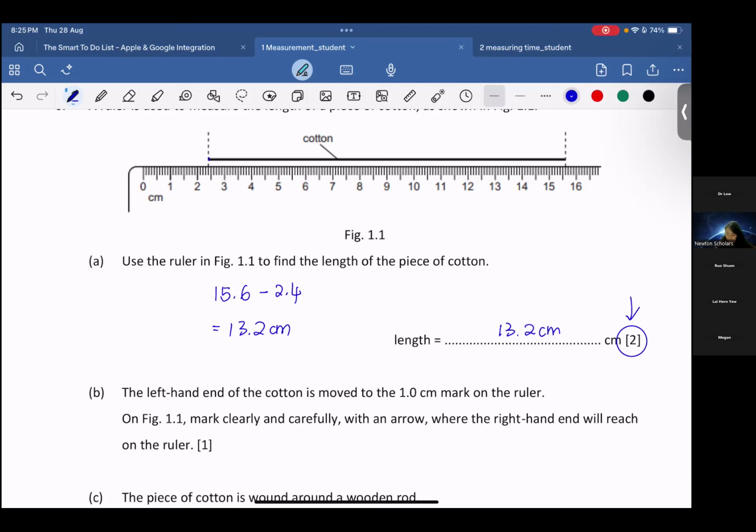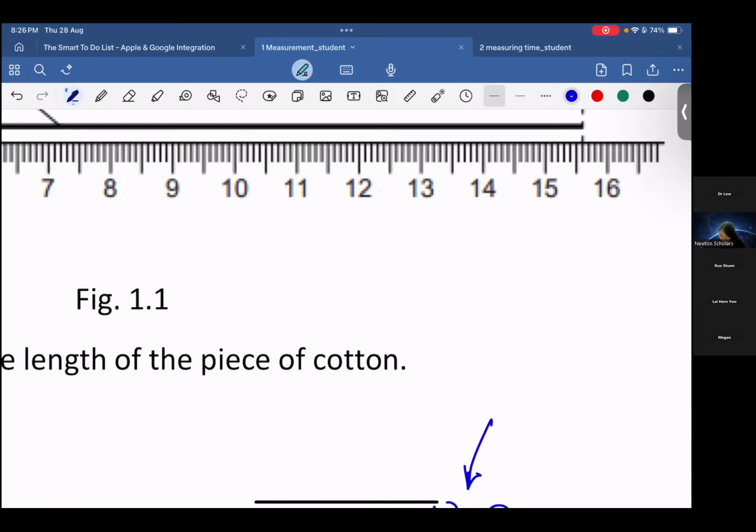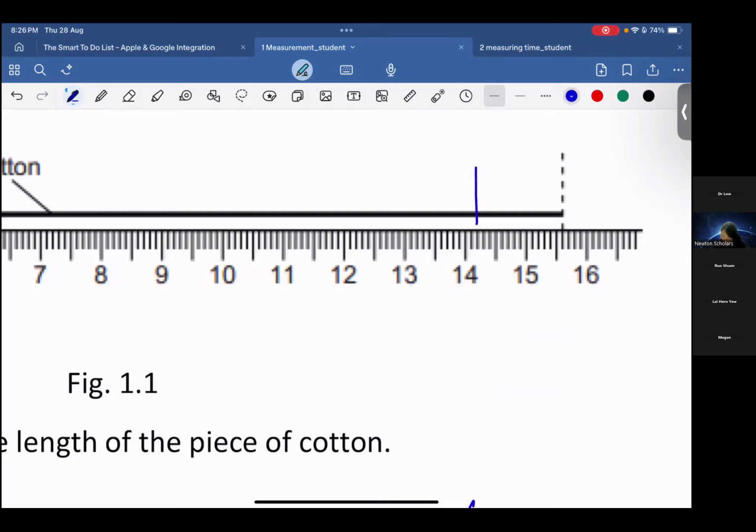Okay, dear. Here, if you put it at 1 cm, you start from here, 1 cm. So you ask yourself, what is the length of this piece of cotton? Just now we counted and got 13.2. Now we place it at 1, so this 13.2 cm, we plus 1.0 cm, then 14.2 cm. So our arrow should be placed here, at 14.2.